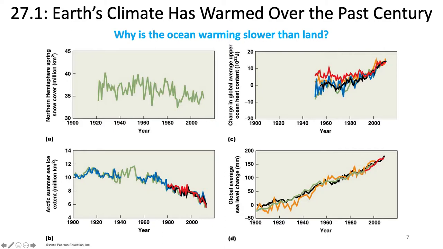This one is looking at the global average heat content of upper ocean waters, and you can see that multiple different institutions started recording data for this in the 1950s, and that it has dramatically increased that heat content. And then this is the global sea level change, a dramatic increase in sea level change over time as well.